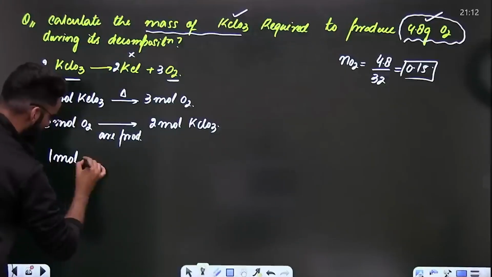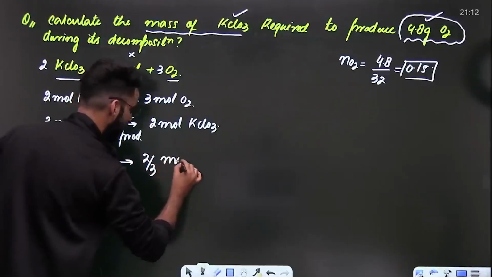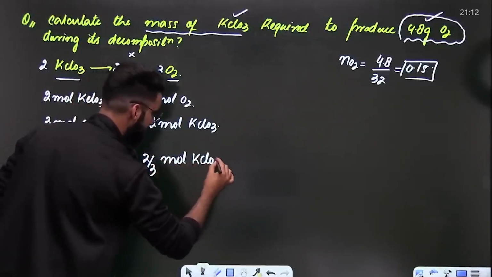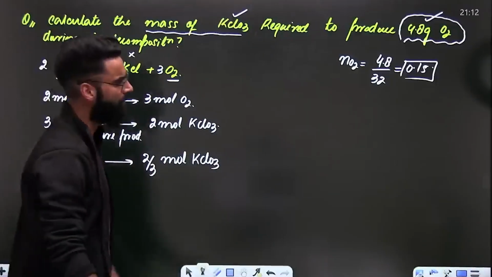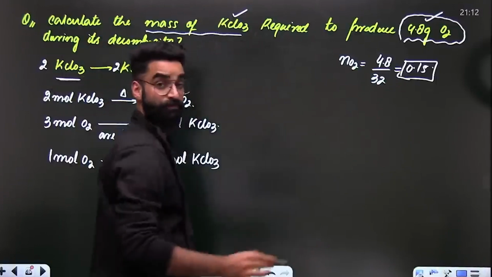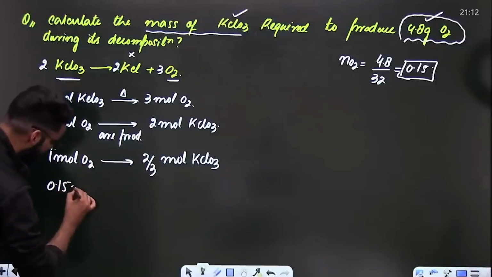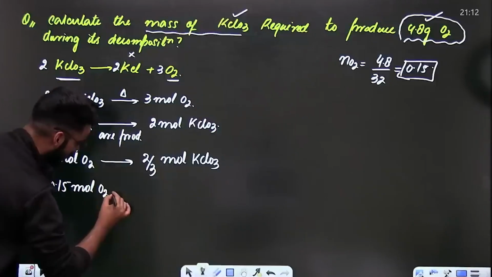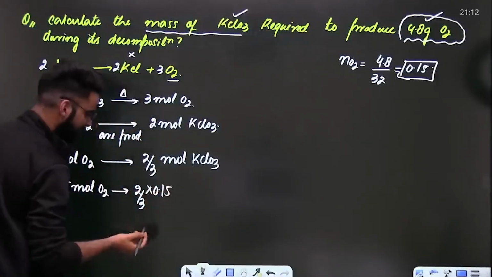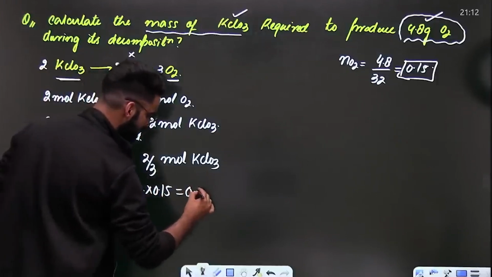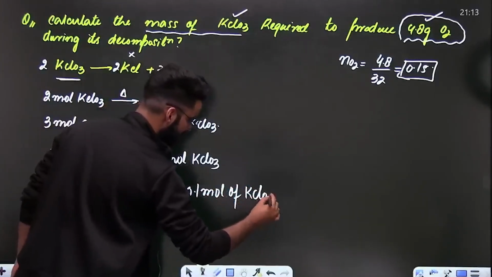So that means 1 mole of O2 is produced from 2 by 3 moles of KClO3. Okay? But was I supposed to produce only 1 mole of O2? No. I was supposed to produce 0.15 moles. As per the question, 0.15 moles of O2 are produced from 2 by 3 multiplied by 0.15. The value will be 0.1 moles of KClO3.